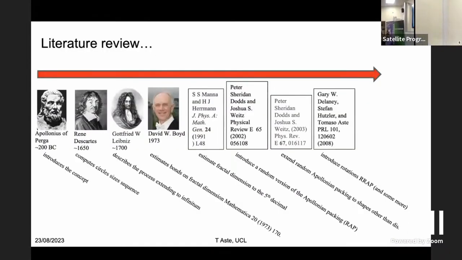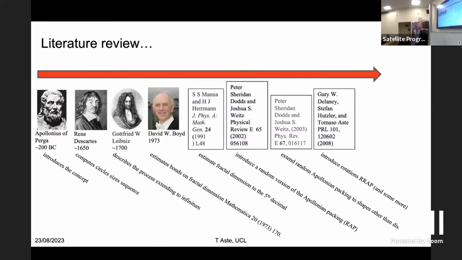By the way, this has a very long history. It started around 200 BC with Apollonius of Perga, who described a method where you put three circles, then put a circle inside, and you continue this procedure to infinity. This was picked up by many people in history, certainly René Descartes, who wrote a letter to the Princess of Bohemia, talking about circles kissing each other, where he found the equation that links the radii of the four circles. Then, of course, Leibniz used this method as an example of a tendency to the limit, an infinite process that goes to zero.